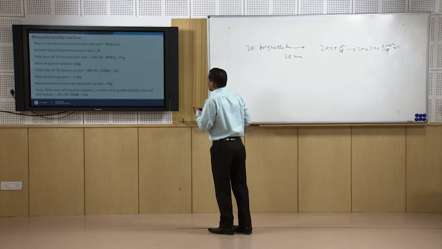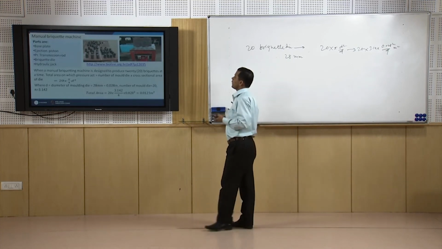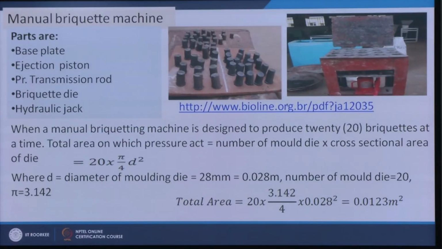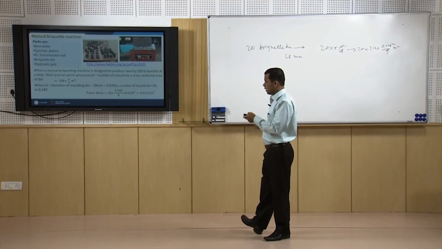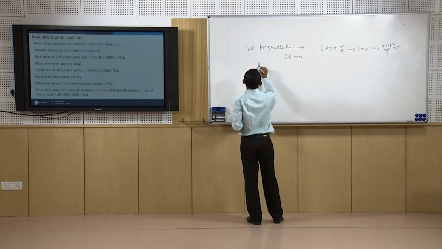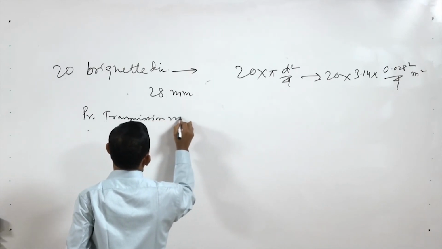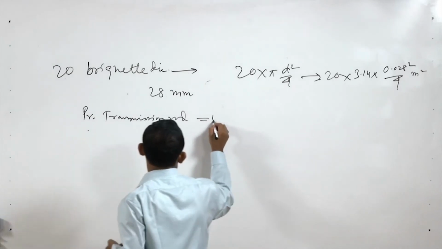And now, let us see what weight has to be lifted by this hydraulic jack. To calculate this, we need to get the weight of the base plate, ejection piston, each pressure transmission rod, and the briquette dies, how much material is put inside them. We need to know these at first. So, here it is given: the mass of one pressure transmission rod is equal to 450 gram.